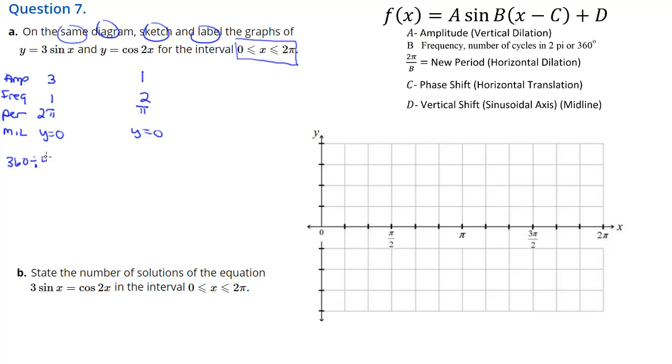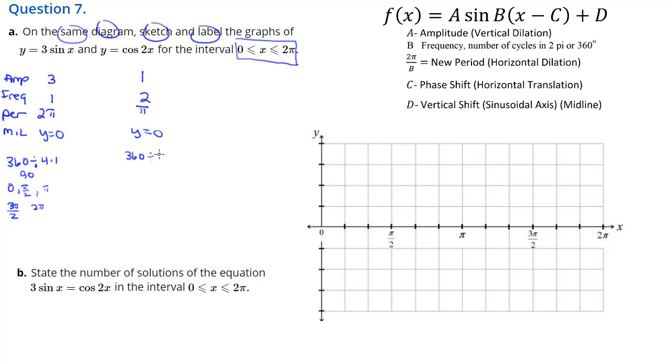Make a note, we're talking about radians, so if you're having to draw your axis, it's got to be in radians. If I take 360 and divide it by 4, I'm going to go 0, pi over 2, pi, 3 pi over 2, and then 2 pi. Those are going to be my main points.